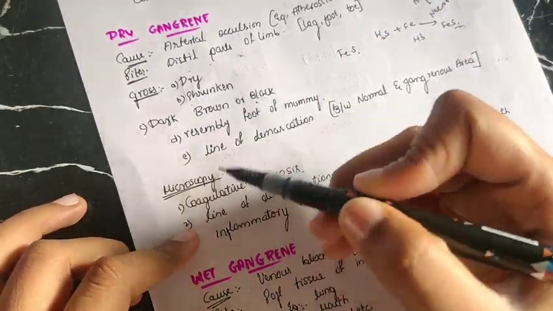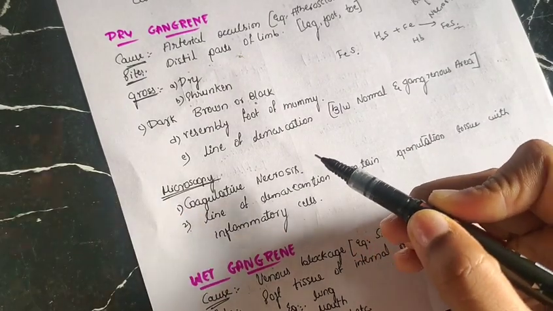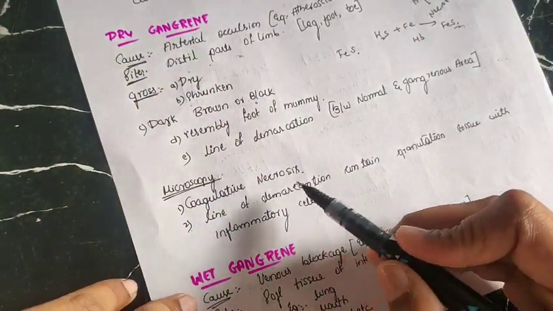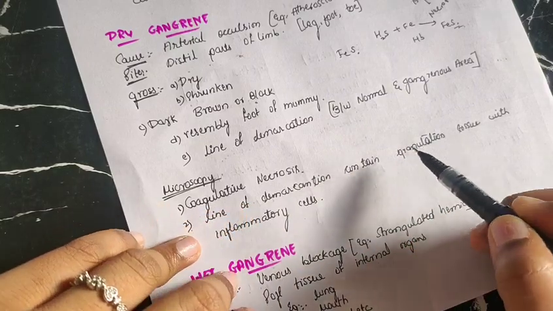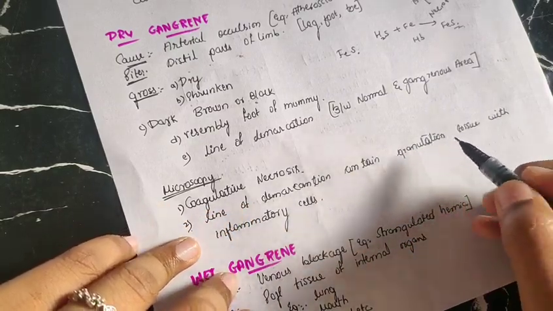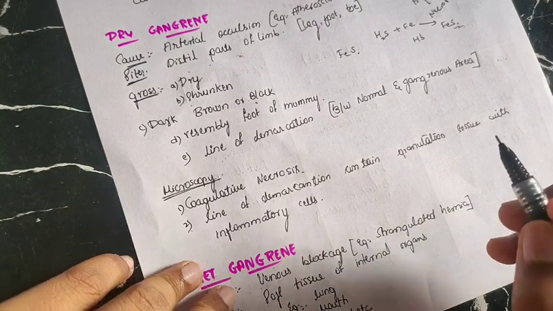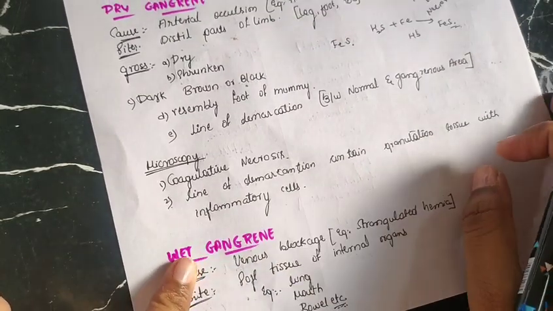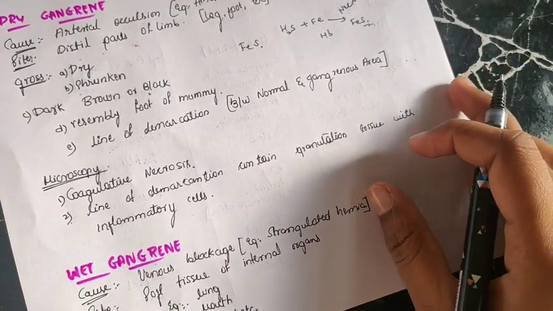After the coagulative necrosis, there will be putrefaction to cause a dry gangrene, and the line of demarcation can be seen. In the line of demarcation there will be granulation tissue with the inflammatory cells. Inflammatory cells, as necrosis has happened. Necrosis has a characteristic feature of inflammation.